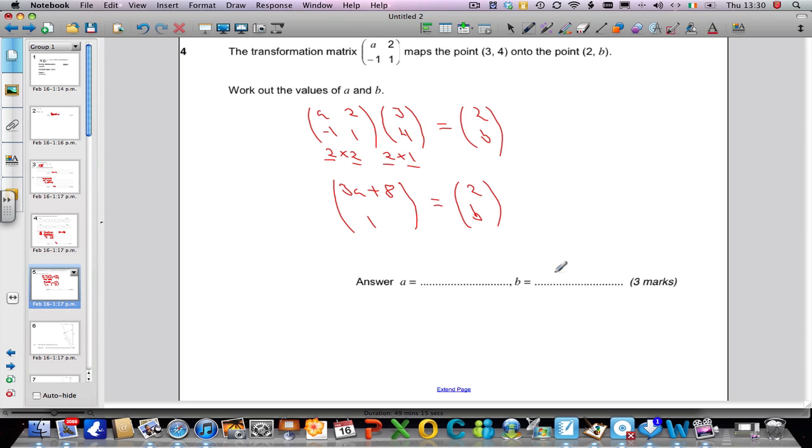Right, so we can see straight away that b must be equal to 1, and 3a plus 8 must be equal to 2, which means 3a must be equal to minus 6, which means a must be equal to minus 2. And that's how it's done. So some matrix multiplication there for you.